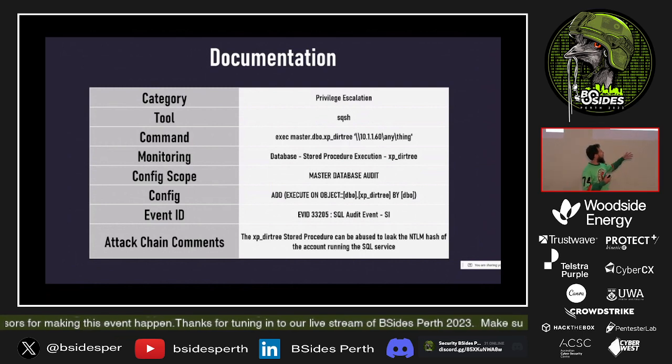And then we just put a hopefully human-readable description around where this might occur in the attack chain. Because too often when I'm writing descriptions, I literally write the technical description of what's going on, and it doesn't really help our analysts or anyone understand why we're trying to detect it. So this one, basically, we're going to try and detect someone leaking the NTLM hash through this particular technique. And it's the account running the SQL service, which can be quite a privileged account within the domain.